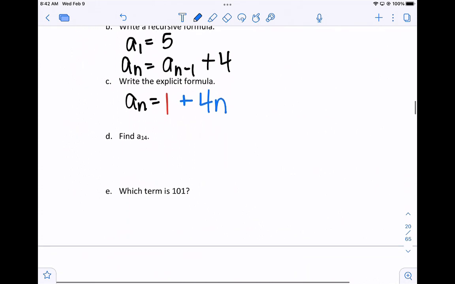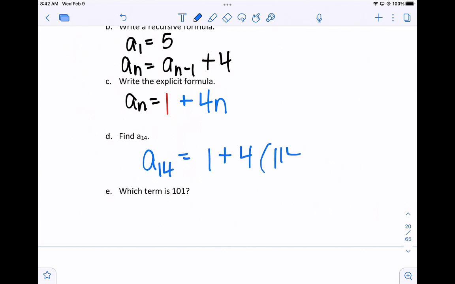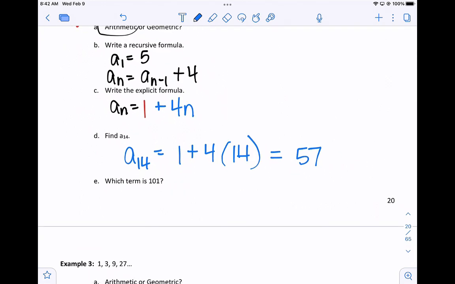Okay, so now find a sub 14. So again, you can just type in your calculator, hit enter 13 times. But for a sub 14, we can do 1 plus 4 times 14. And then get our answer. So that would be 57 for a sub 14. So the 14th number is 57.